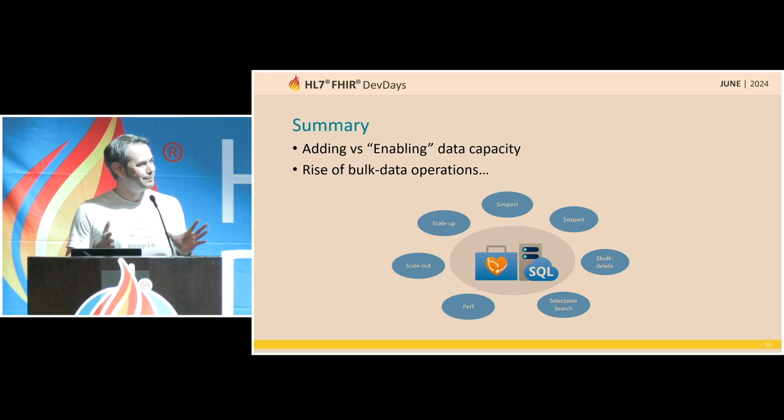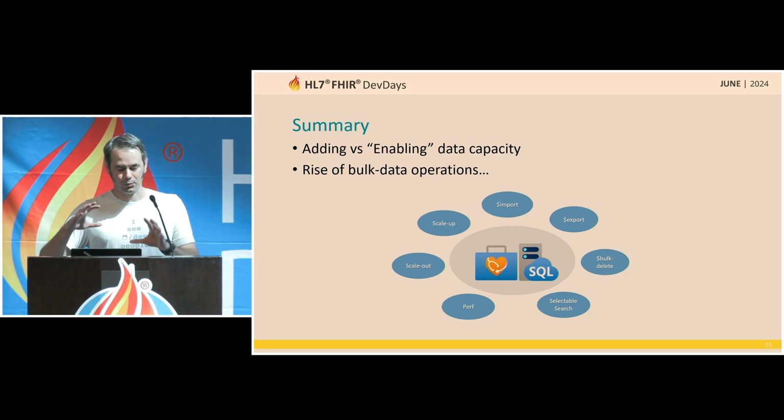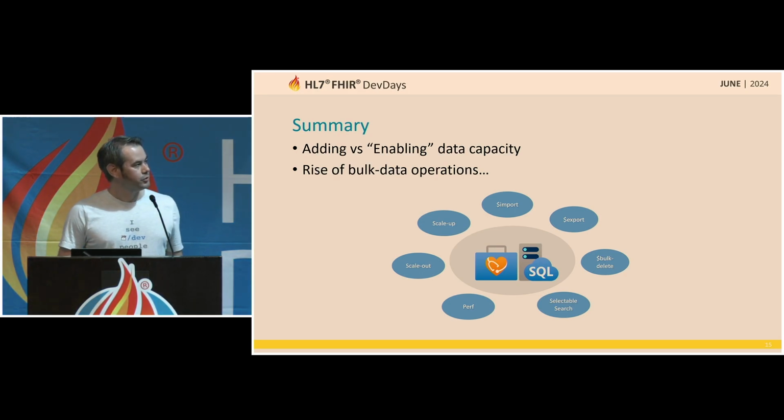And I see that maybe in the future there'll be a continued trend where, now that we have these giant FHIR servers, we need a new set of capabilities in the bulk data operations and management space. So just to summarize the ones that we have here: import, export, bulk delete, selectable search, the perf, and scaling in and out.